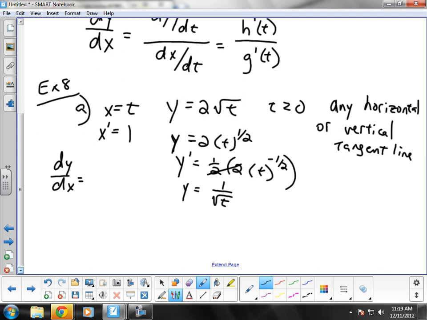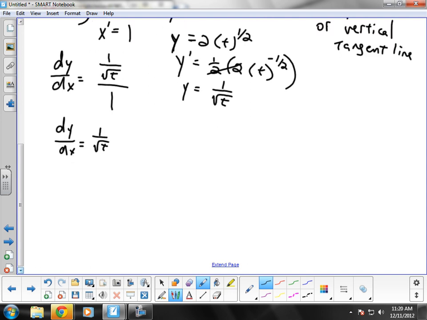So dy is 1 over the square root of t over 1, which is 1 over the square root of t. Right? As long as it's greater than 0.